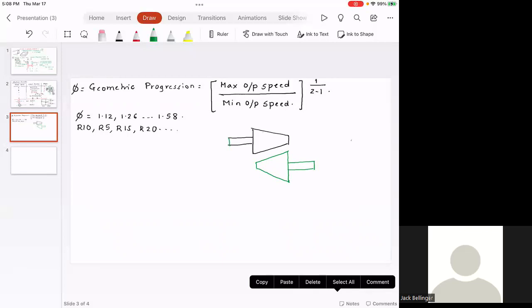So what you have in CVT is you think about like you have 2 cones and you have a belt. And this belt kind of slides left and right.